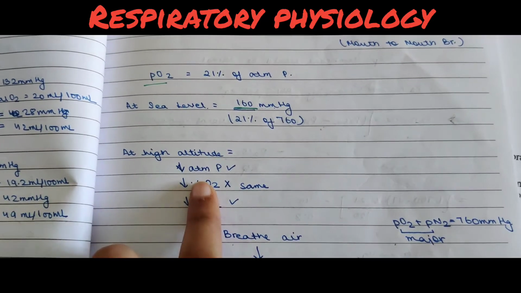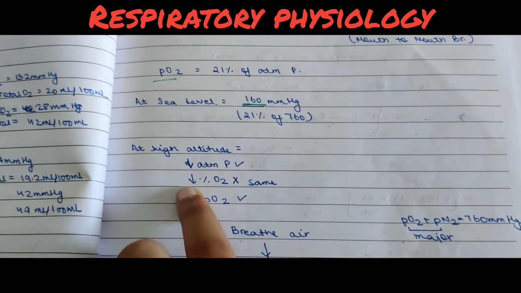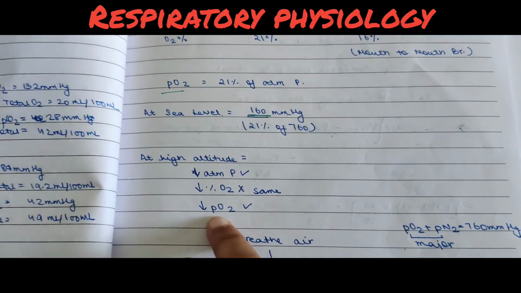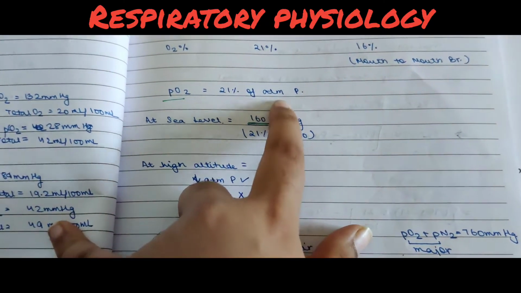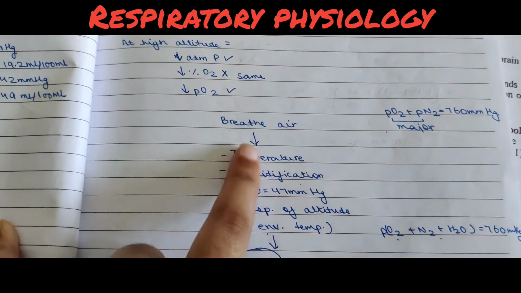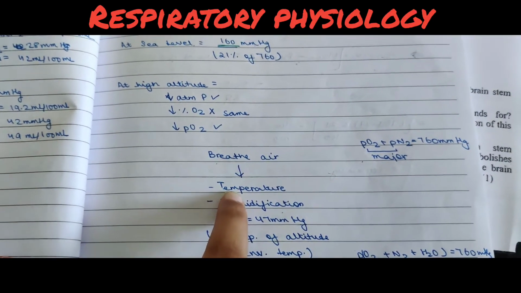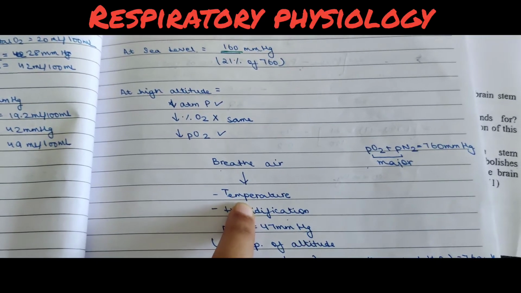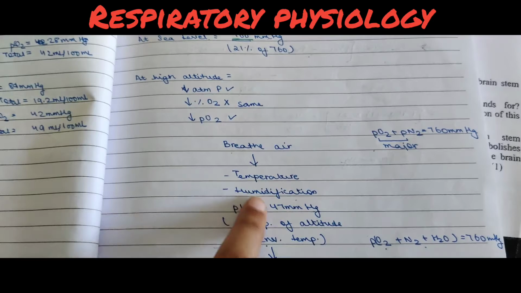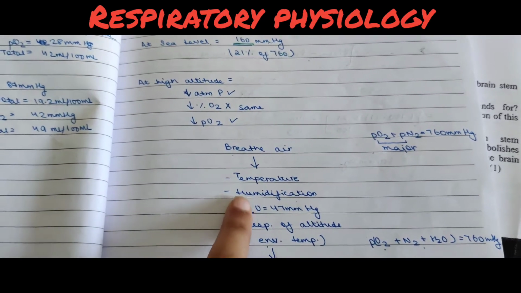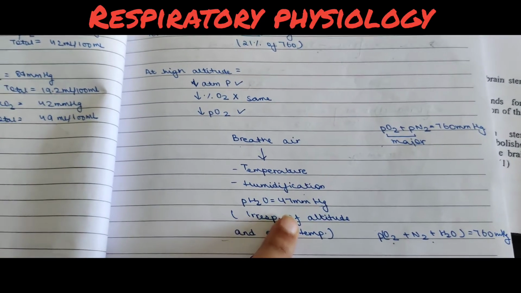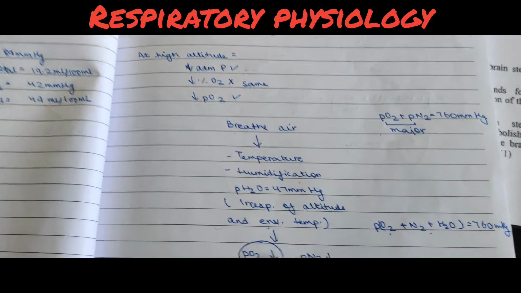At high altitude, there is a decrease in atmospheric pressure; this percentage remains the same, but because atmospheric pressure decreases, the PO2 will decrease. Now, if we breathe air, first of all the temperature needs to come to normal body temperature. Then there will be humidification. In humidification, the partial pressure of water vapor is 47 millimeter of mercury. It is the same irrespective of the altitude.